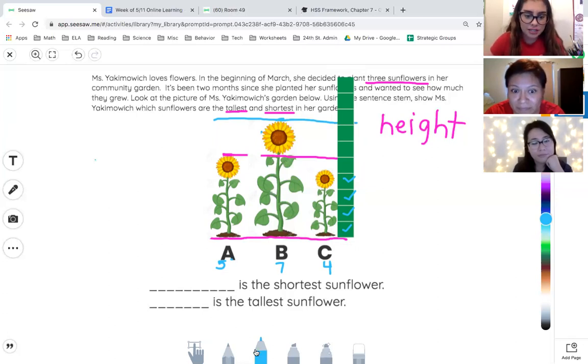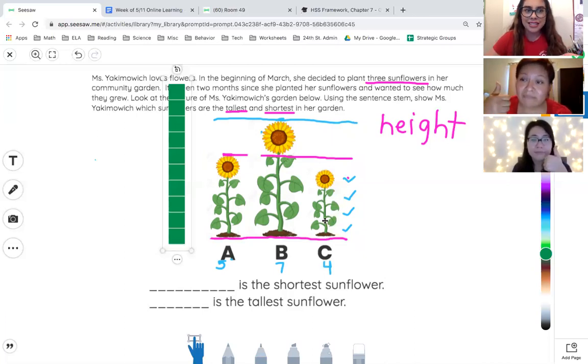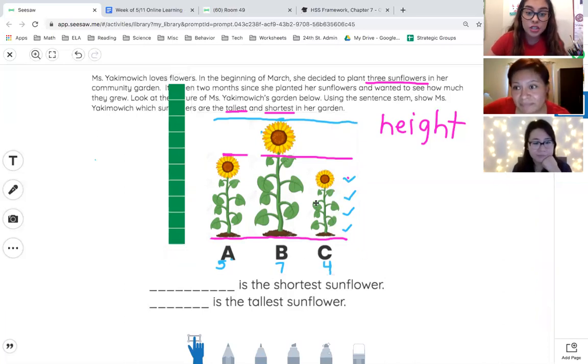So at first, we were saying that, let's move this over. At first, we were saying that sunflower C is the shortest because it doesn't reach the height of the other sunflowers. Is this true? Yes, it is true, because we can notice not only do we see that it's shorter than the other heights, but it's also the smallest number, right? It has the smallest number of units.